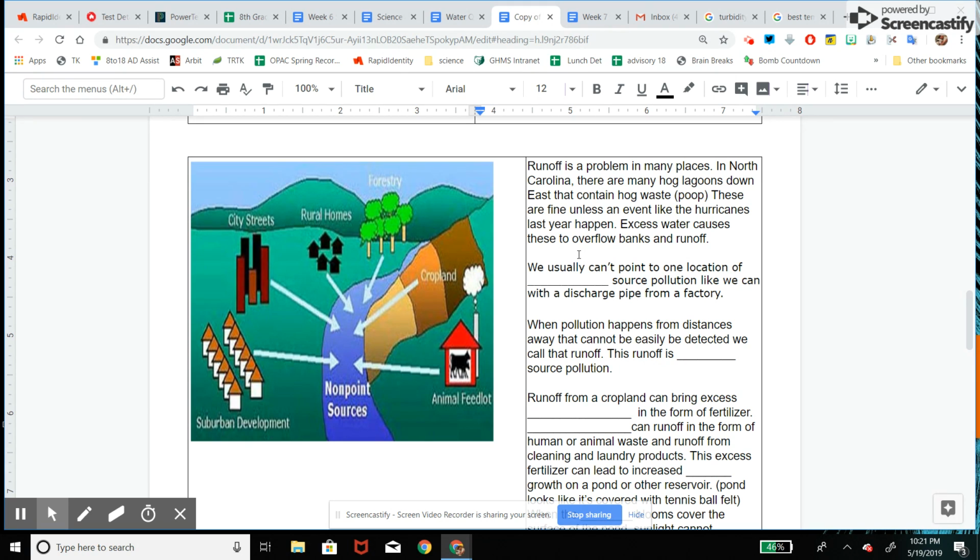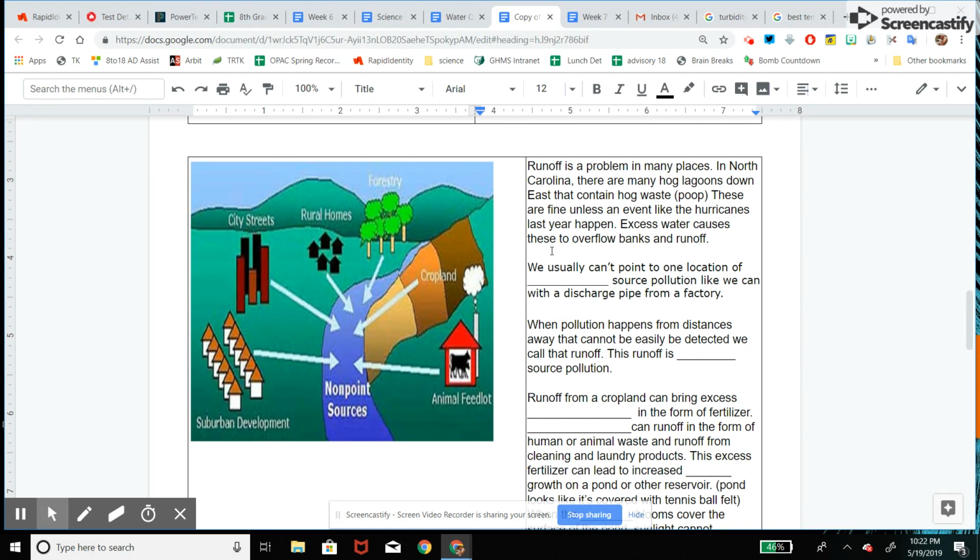They sometimes die. All kinds of things happen in there. And it's fine as long as it stays within the banks of that lagoon. When events like last year's hurricane that hit down around New Bern and came up through farms happened, those lagoons went over their banks, and the runoff went into the rivers, and the rivers all went down to the ocean, and there were great amounts of pollution in there, a big problem. So excess water causes these things to overflow their banks and run off.